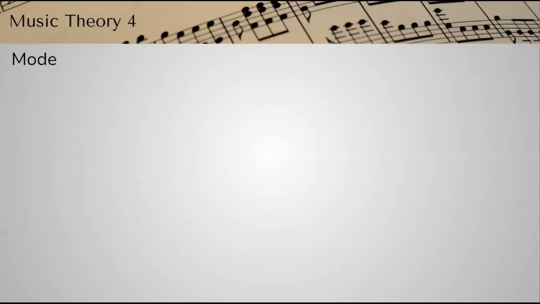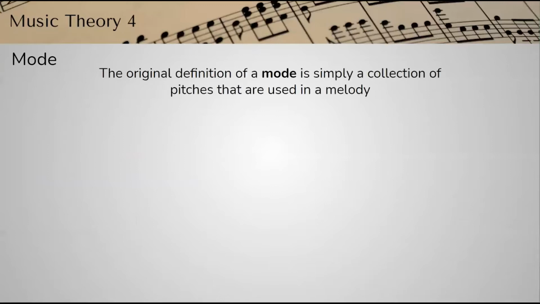Okay, so let's go and get an extensive definition of mode as best we can. And we'll start with the original definition of mode, which is helpful for stuff we'll be looking at later on. The original definition of mode is simply the collection of pitches that are used in a melody and the other characteristics that go along with that melody. So it's really a description of what the melody is constructed out of.